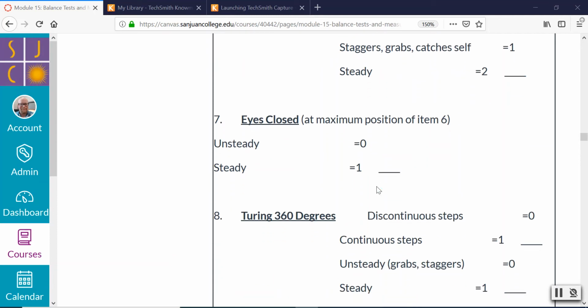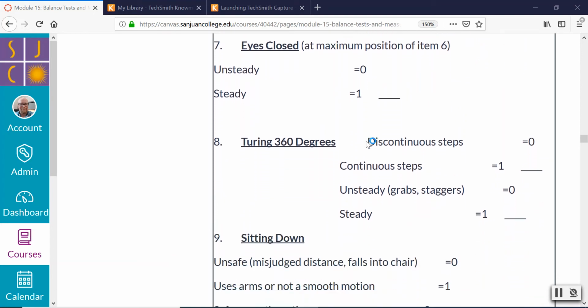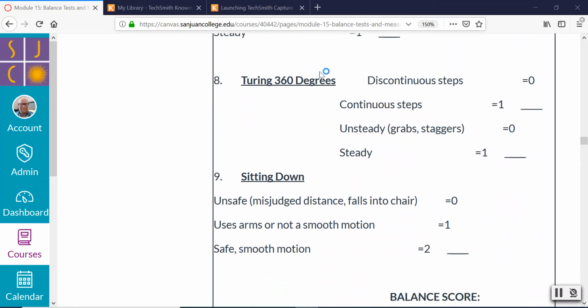Then you have them stand after that with their eyes closed. If they're steady with their eyes closed, they get a 1. If they're unsteady with their eyes closed, they get 0. And then you have them turn around 360 degrees. If they're able to do it with easy continuous steps, they get a 1. If they have to stop for a second, or their steps are weird and clunky and you can tell they're struggling with it, they're a 0. If they're steady as they do it, they get a 1. If they're unsteady, then they get a 0.